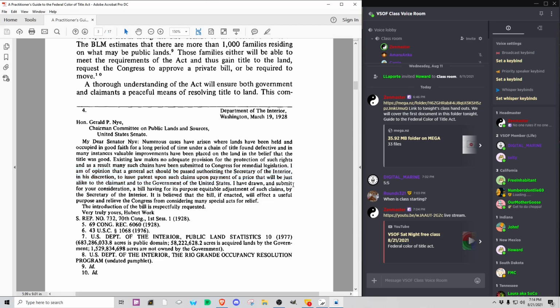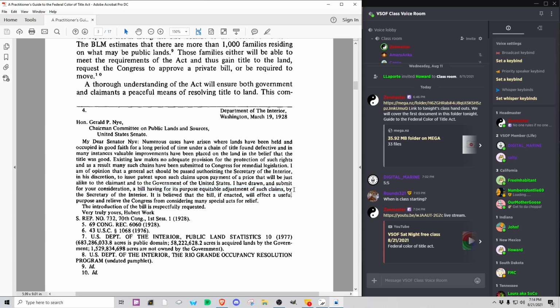I have drawn and submit for your consideration a bill having for its purpose equitable adjustment of such claims. Now I'm going to pause here again. A bill having for its purpose equitable adjustment of such claims. When there is a remedy inside a statute, it's automatically under the jurisdiction of equity. Okay, that's what you're talking about as far as equitable relief is concerned in a lot of cases, is that if there's a statute that has the remedy built into it, that's an equitable remedy.